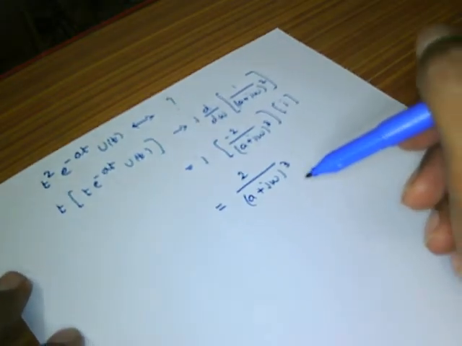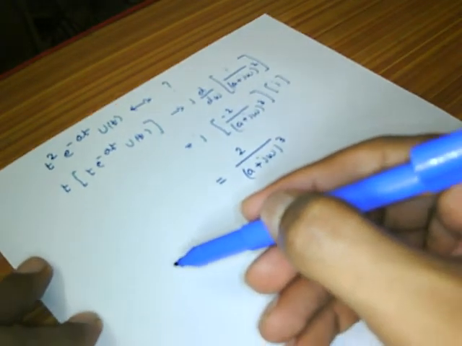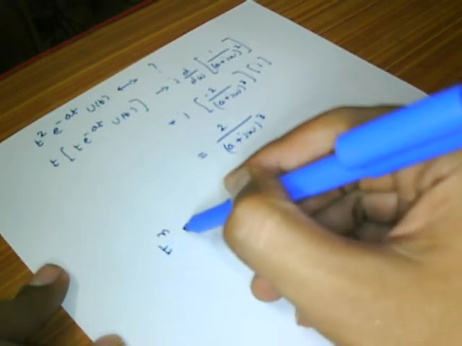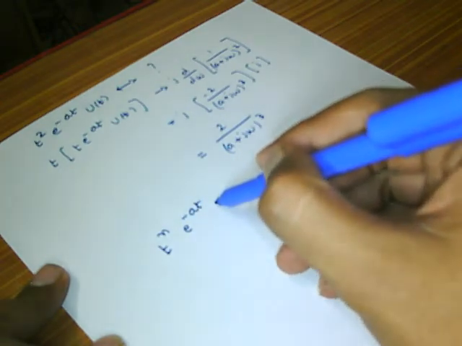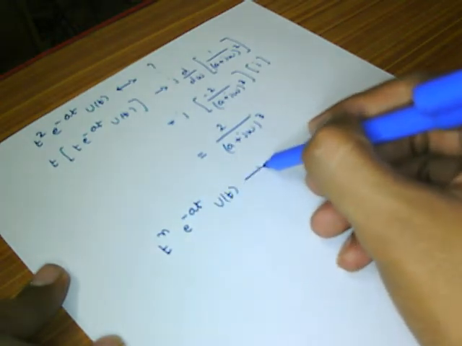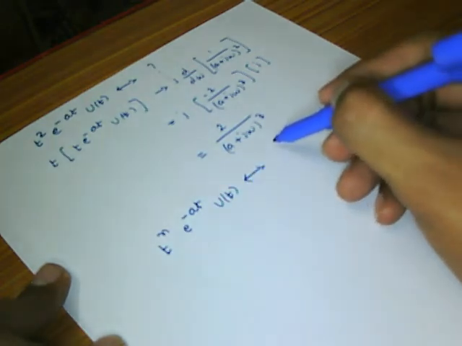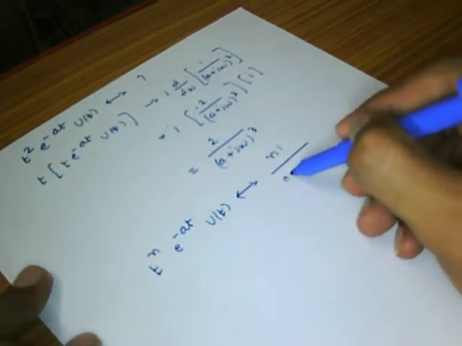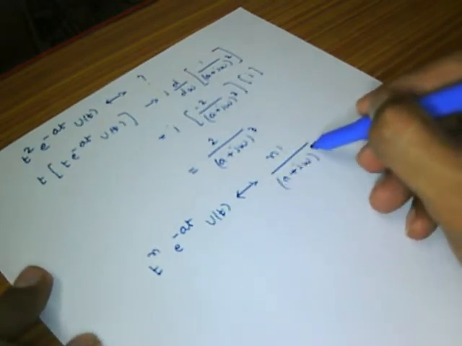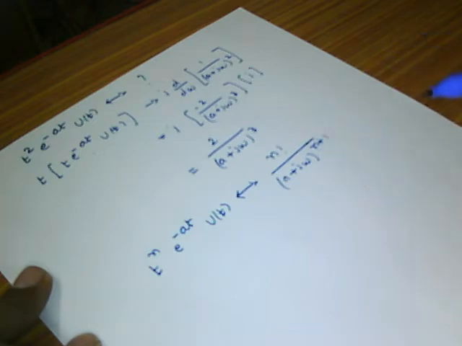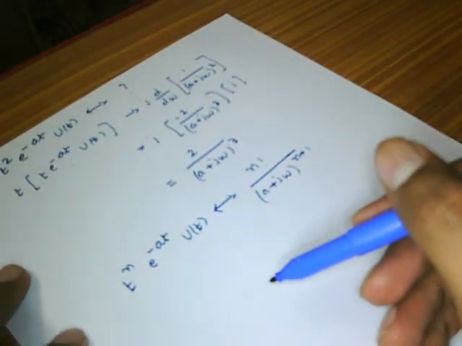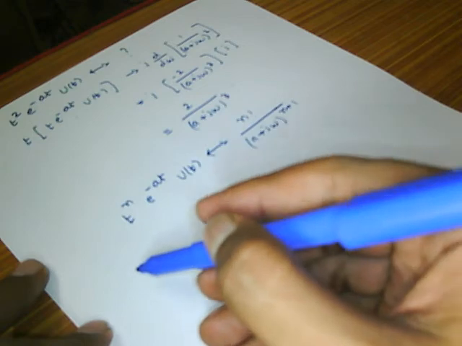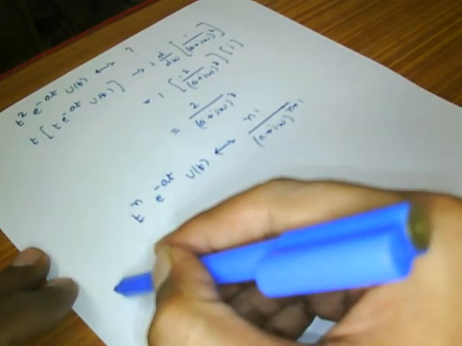So you can proceed in the same way. If you are interested, you can take it as homework. You try to prove that t power n into e power minus at u of t will have n factorial by (a plus j omega) whole power n plus 1 as the Fourier transform. It's a good task, so it is nice if you can solve it. Okay, right. So next we move on to what is called the duality property.